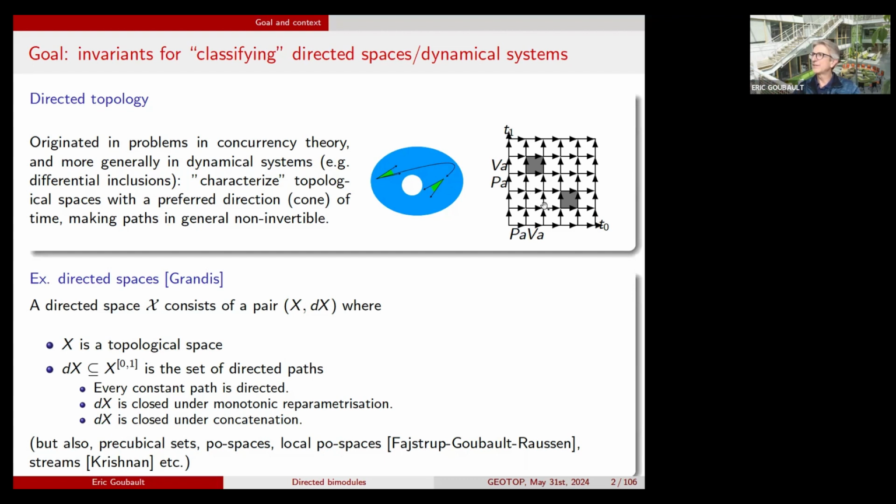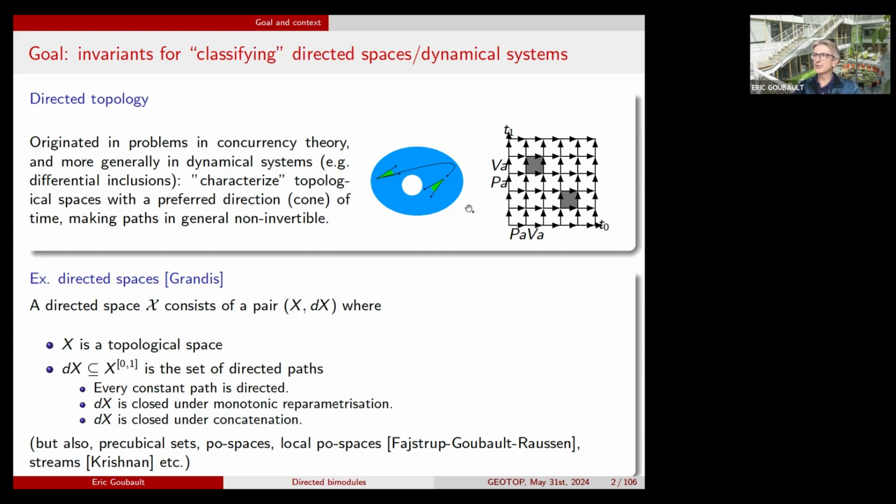You have these directions on the arrows, and the space is locally ordered as this positive orthant, positive quadrant in that case. And you can only move along paths, so the directed paths we're considering are only the ones which go in this positive cone, the positive quadrant at each point, okay? So that's for concurrency. I won't elaborate on that.